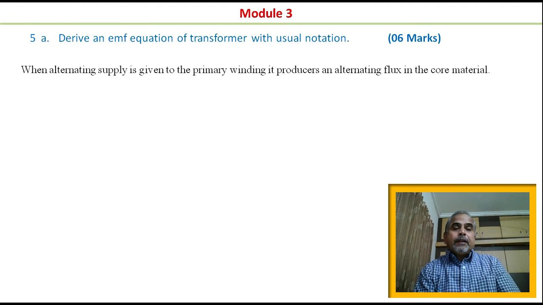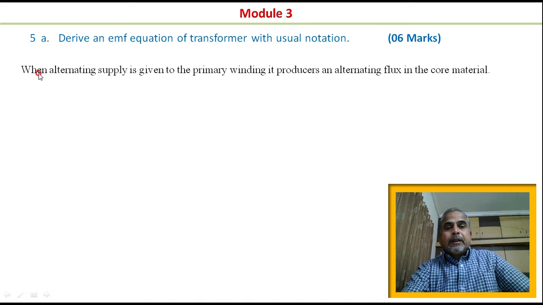We know that when an AC supply is given to the transformer, an alternating current is flowing in the primary winding, which creates the alternating flux. That flux is linking both the primary and secondary winding. It is alternating in nature because there is a change in the flux which is linking with the conductors of primary and secondary winding. There is an induced voltage by Faraday's laws of electromagnetic induction.